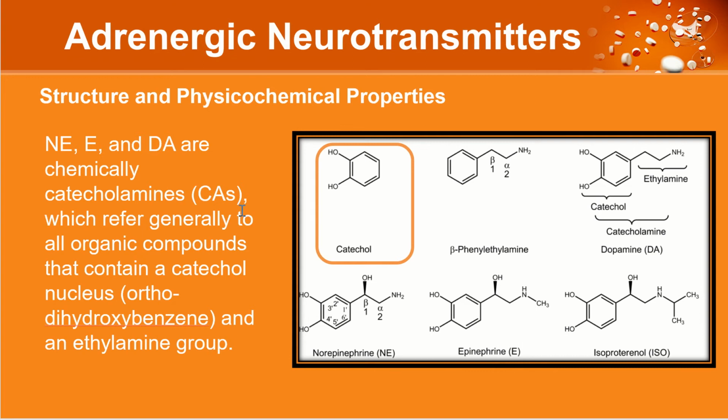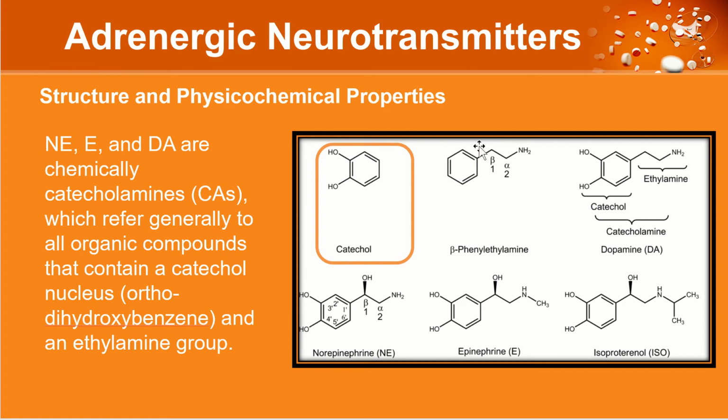All right, so we're looking now at the adrenergic neurotransmitters, their structure and physicochemical properties. So norepinephrine, epinephrine, and dopamine are chemically catecholamines. So we must know the structure of these catecholamines, right? So this is our catechol unit, and the catechol portion refers to all organic compounds that contain orthodihydroxybenzene, right? So this is a benzene, and the hydroxyl groups are arranged ortho to each other, and so this name should be clear. So catechol nucleus is equal to orthodihydroxybenzene.